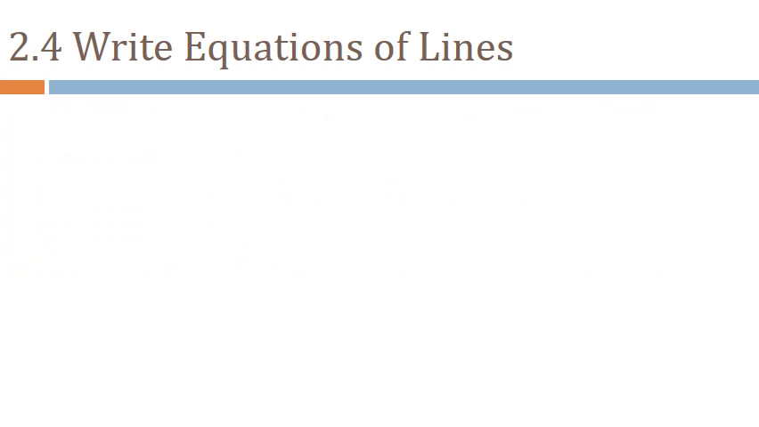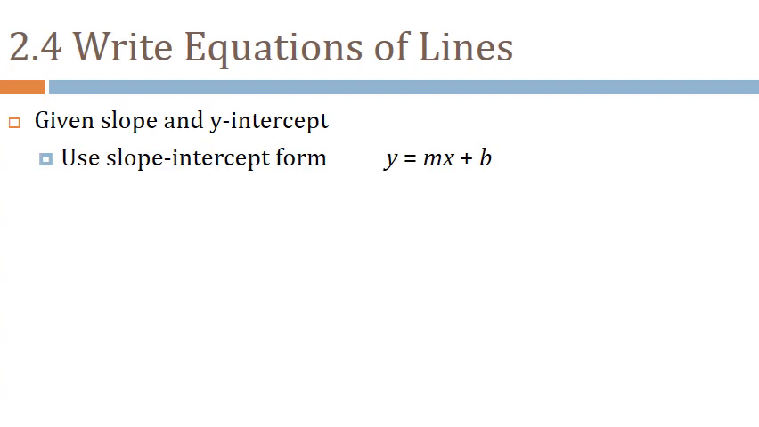Lesson 2.4, Write equations of lines. If you're just given the slope and the y-intercept in the problem, you can use slope-intercept form, which is y equals mx plus b. Just fill in the m, fill in the b, you have your equation.